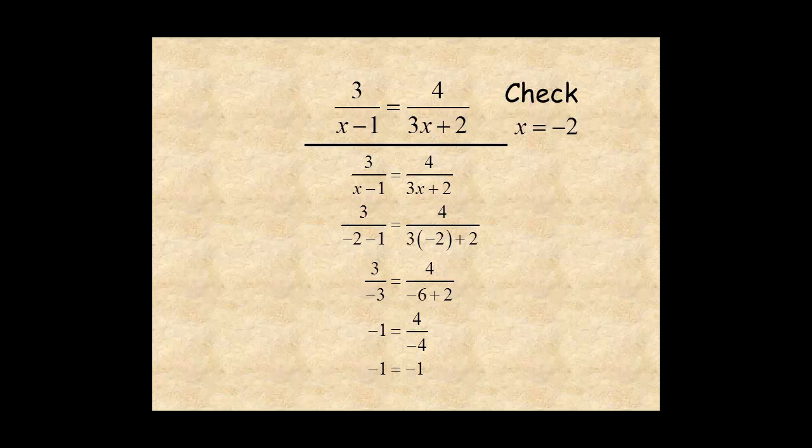Substitute x equals negative 2 in the equation. The left side is 3 divided by negative 3. And the denominator on the right is negative 6 plus 2. Then the left side of the equation is negative 1, and the right side is 4 divided by negative 4. Finally, the right side becomes negative 1, and the solution checks.